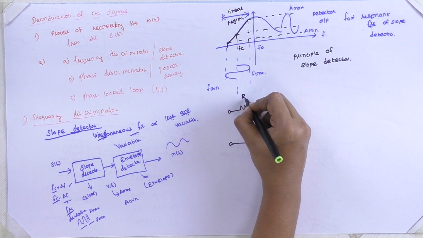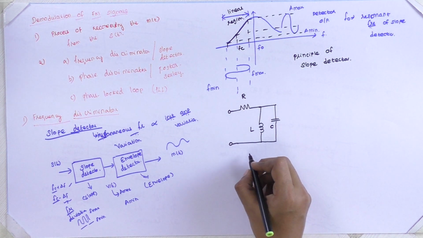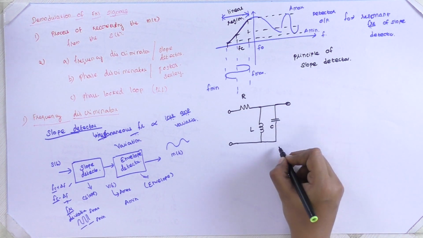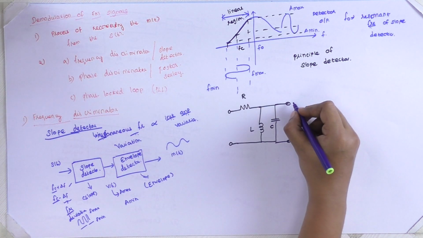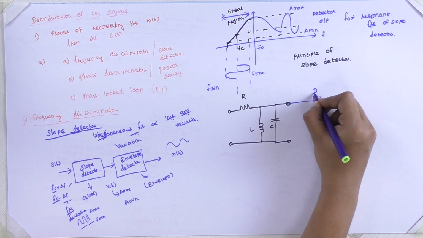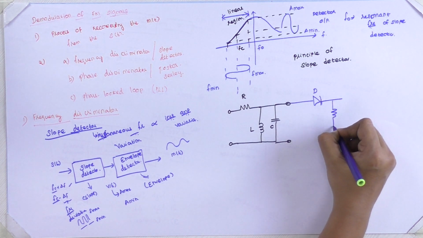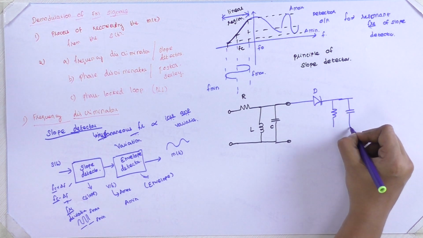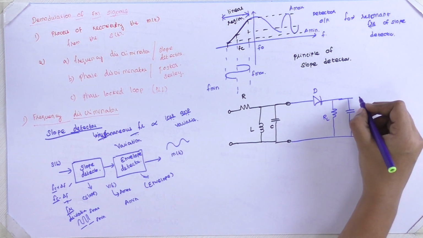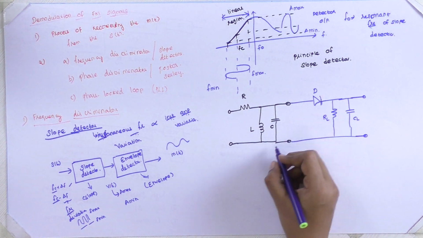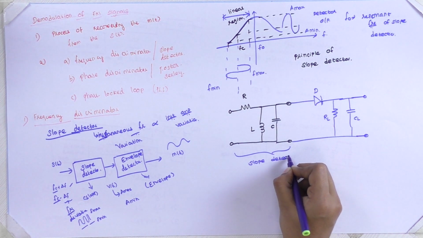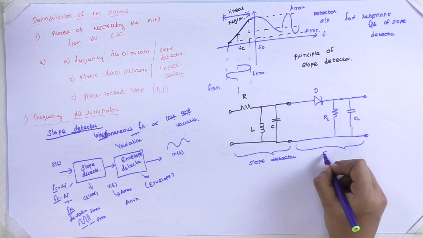So this R, L and C will together act as a slope detector, which is followed by an envelope detector. So by using the nonlinear device, diode, followed by the tank circuit. So this is R, this is CL. This region is called the slope detector. This part of the region is called the envelope detector.